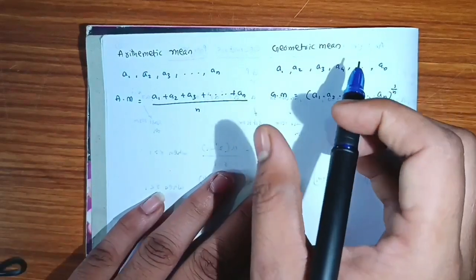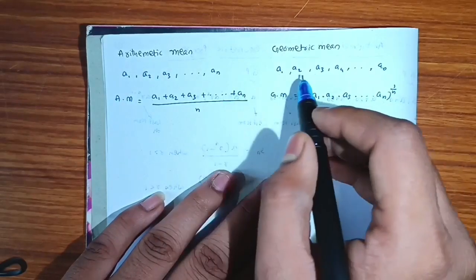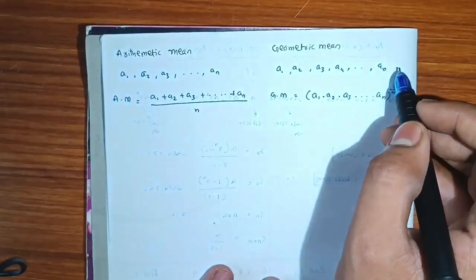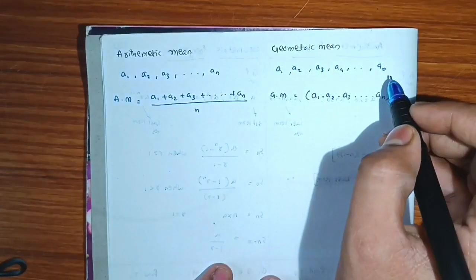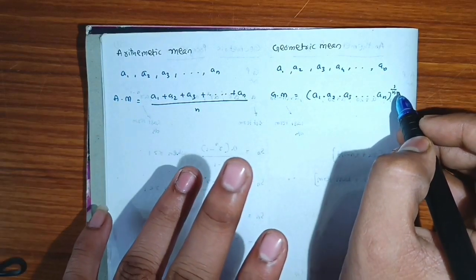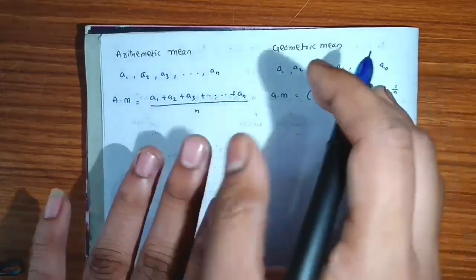If we ask you to find the geometric mean, and the terms are a1, a2, a3, and so on up to an, then the geometric mean is: you need to multiply all of these and raise the product to the power 1 by n. You need to remember these two formulas.